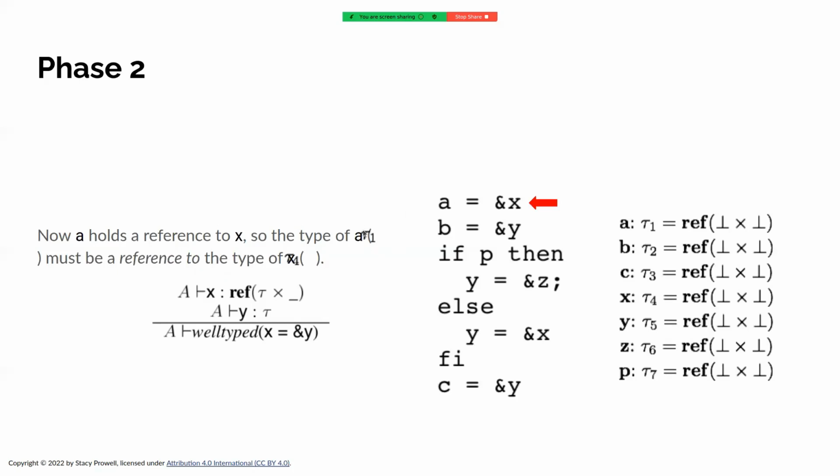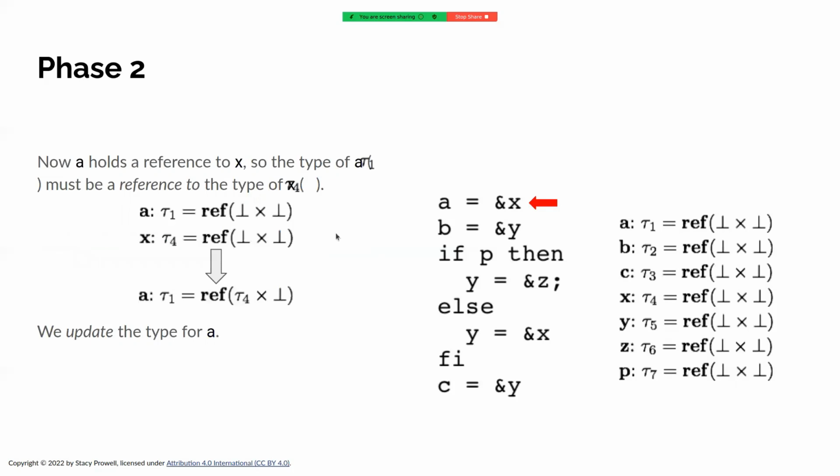There's a tau 1 sitting there and a tau 4 sitting here on top of the X. So A holds a reference to X. There we go. And so the type of A, which is tau 1, should be a reference to the type of X. And what's the type of X? It's tau 4. And so what we should see is, based on this rule, we should go ahead and make this into a reference to a tau 4.